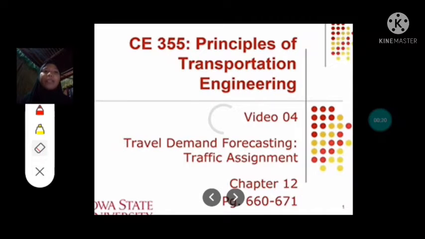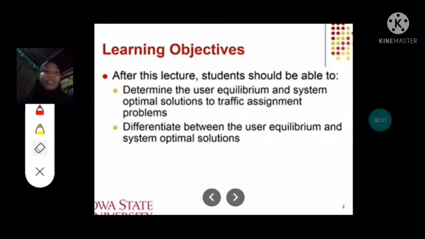So the topic that was assigned for us was in module 4, entitled Travel Demand Forecasting: Traffic Assignment. The learning objectives of this lecture are for us to determine the user equilibrium and system optimal solution to traffic assignment problems, and to differentiate between the user equilibrium and system optimal solutions.